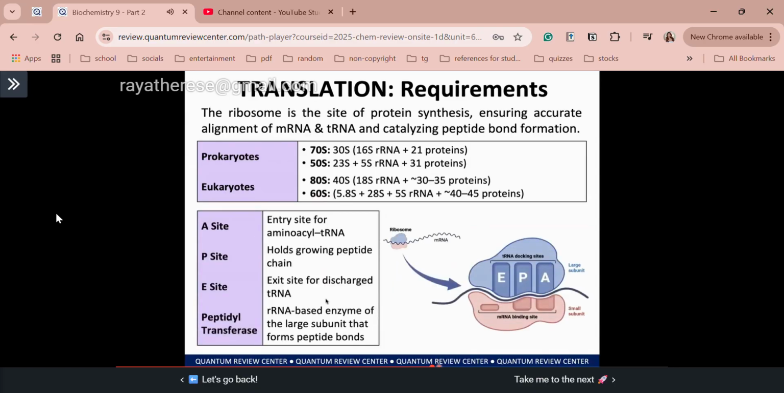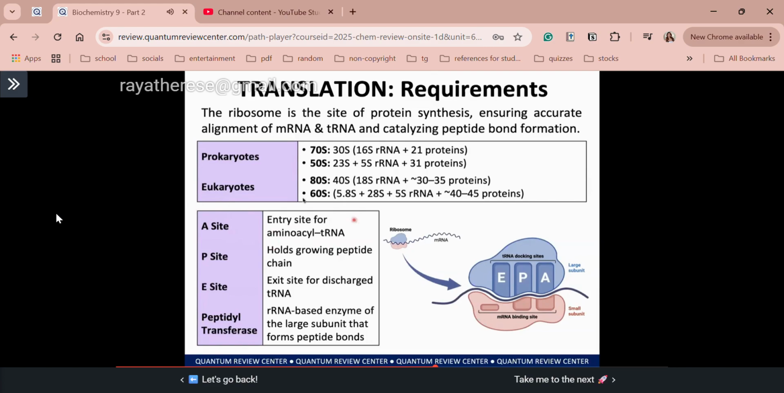In your large subunits, we actually have your docking sites, and it is made up of 3 different docking sites: A, P, E. Again, class, it is not EPA. The A site is the entry point of your tRNA molecule. That's your entry site for aminoacyl tRNA. A site, entry site.